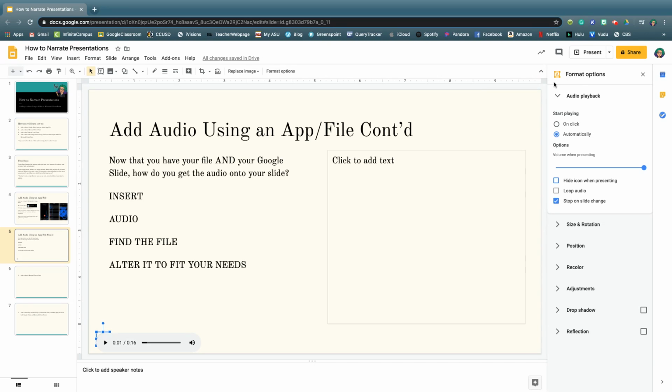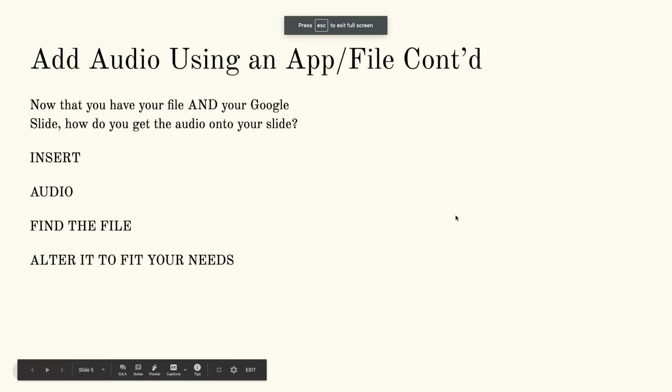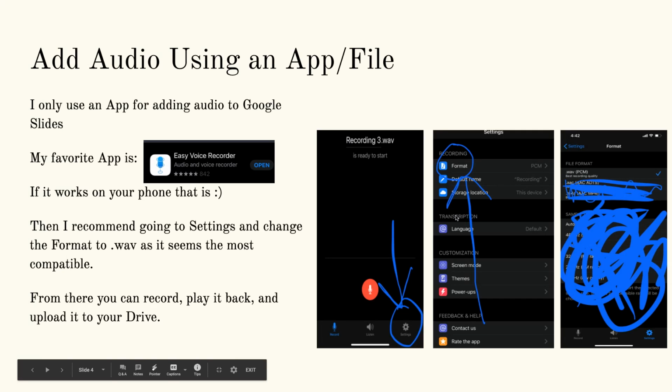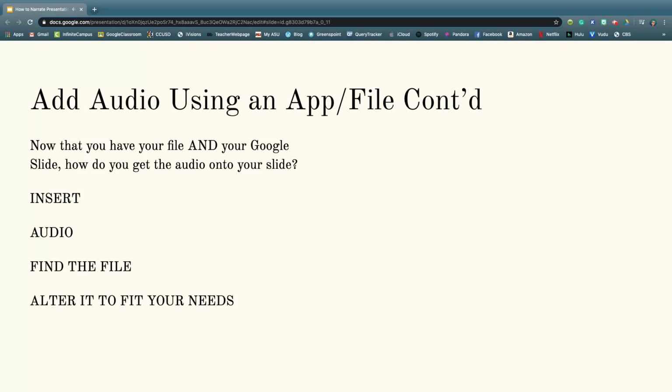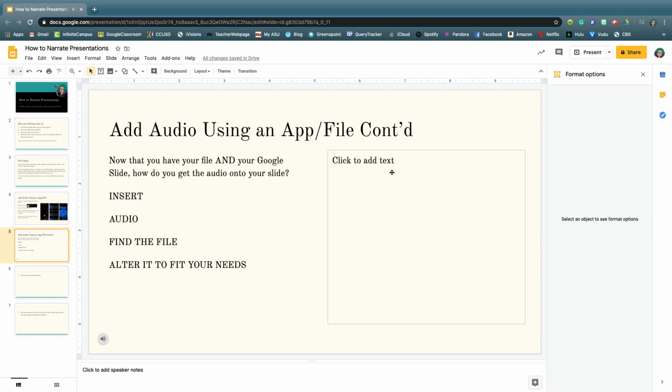And then what would happen is if I put this in presentation mode, okay, this is a previous slide, and now we're on the new slide. Here's how you use the Easy Voice Recorder app. It really, and I had it listed as starting automatically, which is why I did that. And that's how to add audio to Google Slides using an app.